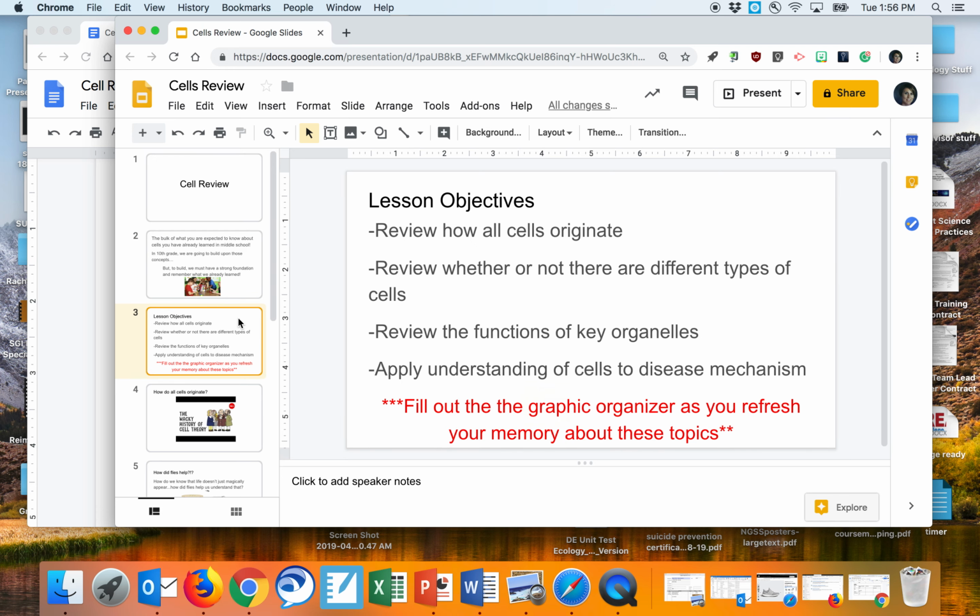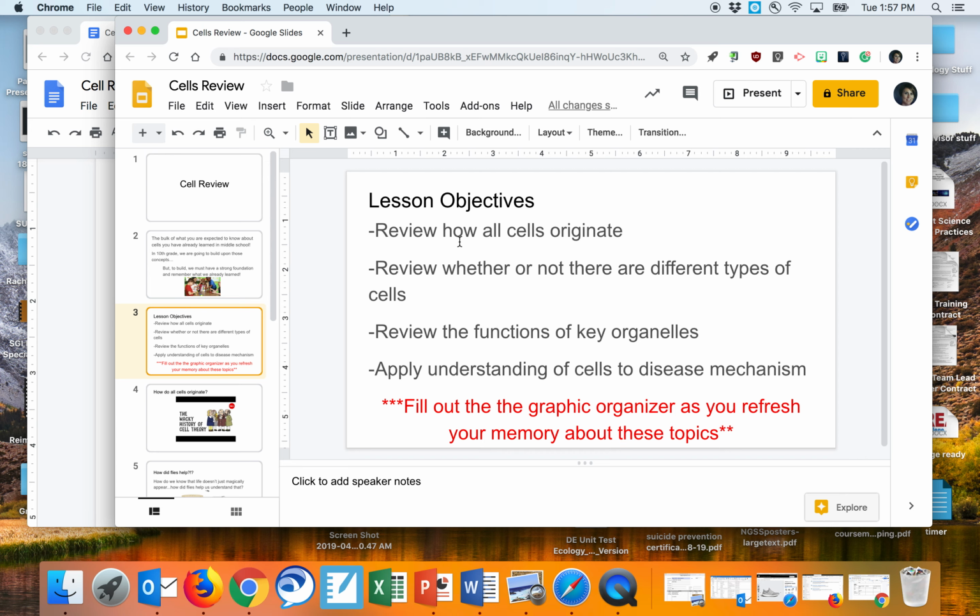Today, our goals, by the end of the lesson, I would hope that you could tell me about how all cells originate, whether or not there are different types of cells, some of the organelles that are found in cells, and what they do, their function. I would hope that by the very end, I'm going to ask you to apply your understanding of cells to real life, to diseases that we see around the world that are major issues.